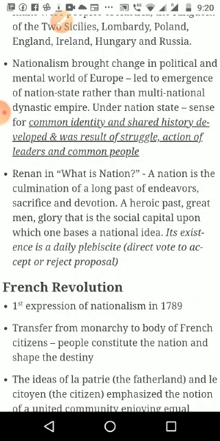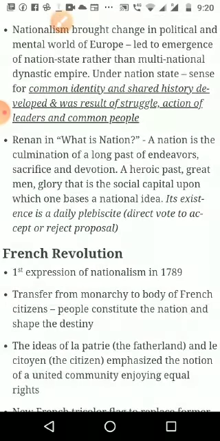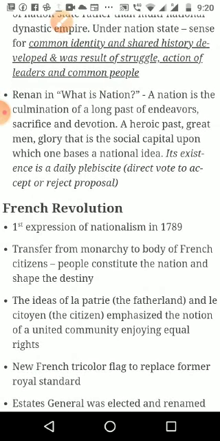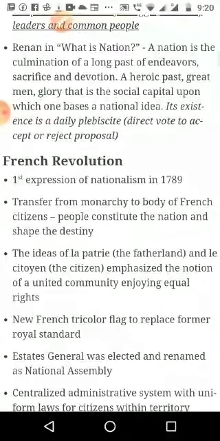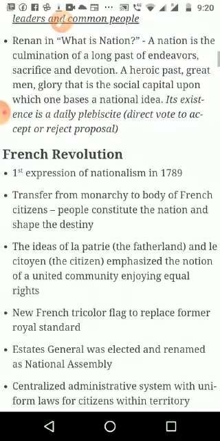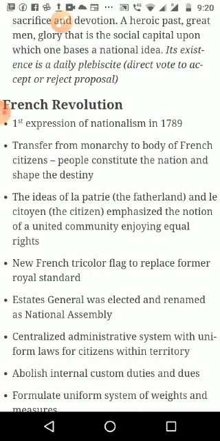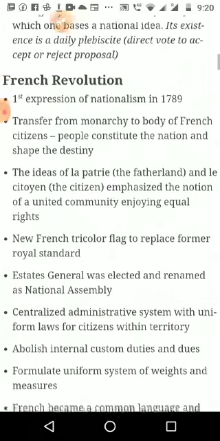Nationalism brought change in the political and mental world of Europe and led to the emergence of the nation state rather than the multinational dynastic empire. Under the nation state, a sense of common identity and shared history developed as a result of struggle and the action of leaders and common people. Renan, in What Is a Nation: A nation is the culmination of a long past of endeavors, sacrifice and devotion. A heroic past, great men and glory, that is the social capital upon which one bases the nation idea. Its existence is a daily plebiscite, a direct vote to accept or reject a proposal.